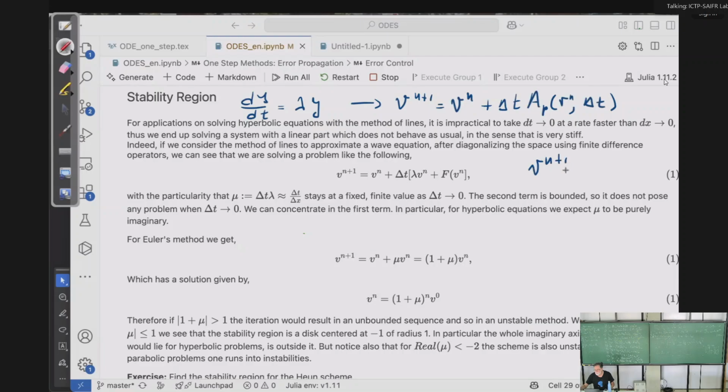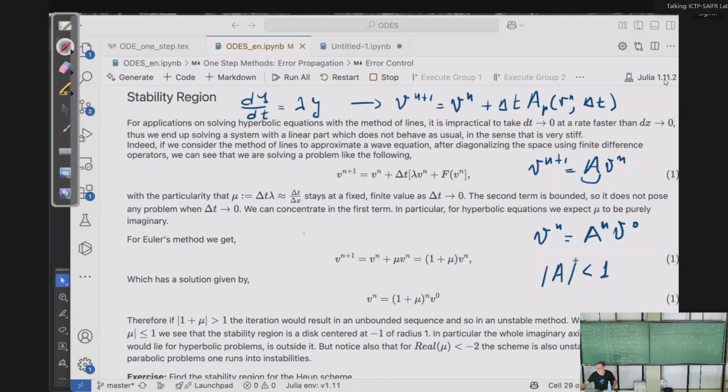y_{n+1} is equal to some factor, let's call it A, times y_n. And the absolute value of this quantity we call the amplification factor. The solution of this will be A to the n times y_0. So we want to know whether this number grows or stays bounded. So the question is, for what region is this less than 1?